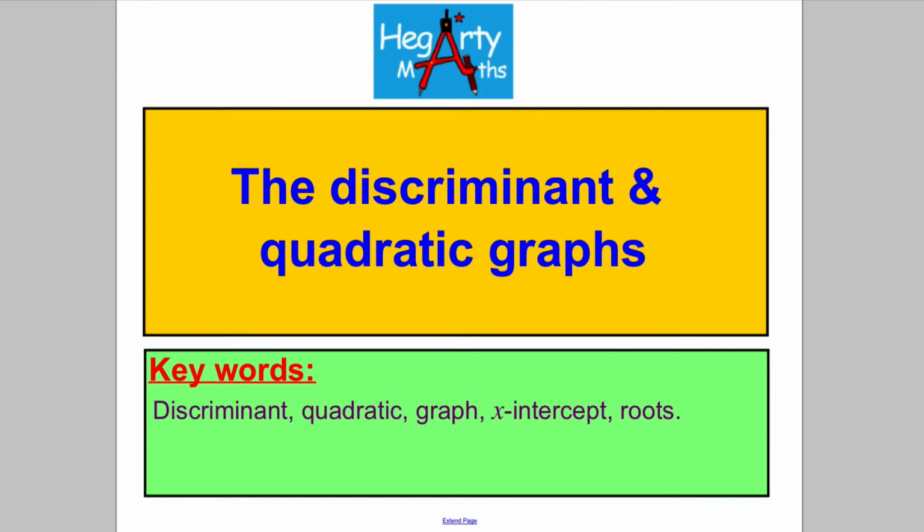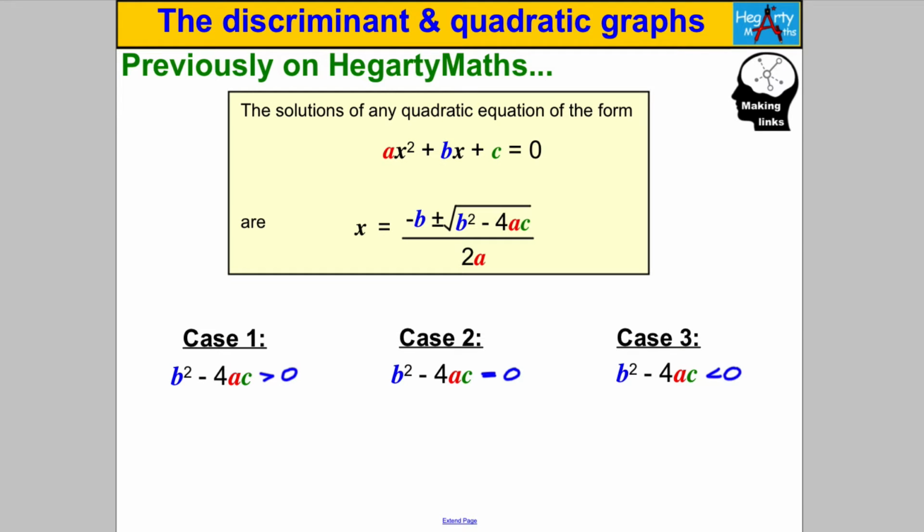It's Mr. Hegarty here, and in this video we're talking about the discriminant and quadratic graphs. Let's start with something you already know, to remind you about the discriminant. When we were solving quadratics of the form ax squared plus bx plus c equals 0, we derived what's called the quadratic formula, which is here. And we found that this expression underneath the square root, we gave it a name called the discriminant, and we found that depending on what type of number that was, whether it was a positive number, negative number, or a number that was equal to 0, it told us something about how many solutions our original quadratic had.